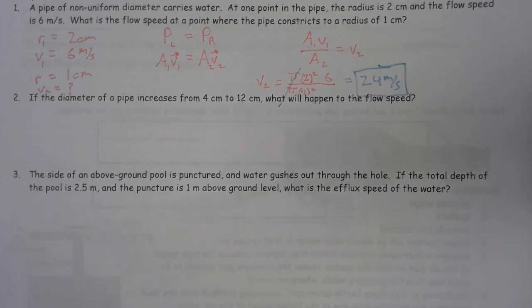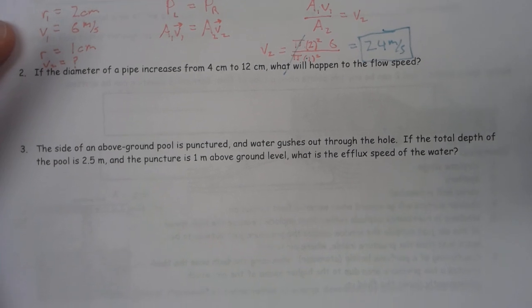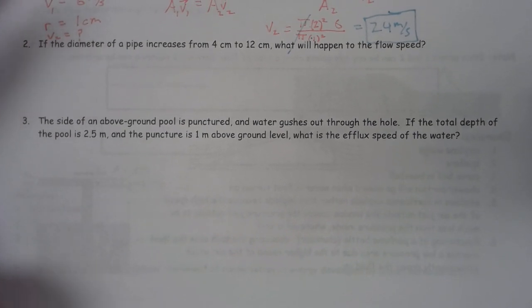Number 2, if the diameter of a pipe increases from 4 centimeters to 12 centimeters, I feel like this is pretty much the same problem, just a different diameter change. So I'm going to go ahead and skip number 2 and move on to number 3. A side of an above ground pool is punctured and water gushes out through a hole. If the total depth of the pool is 2.5 meters and the puncture is 1 meter above the ground level, what is the efflux speed of the water?